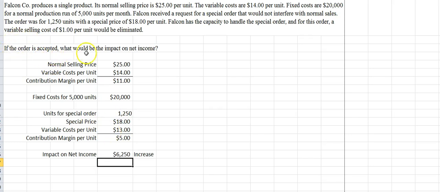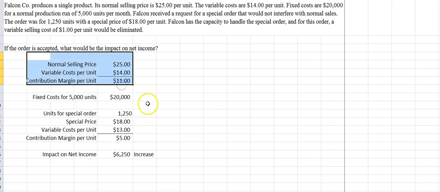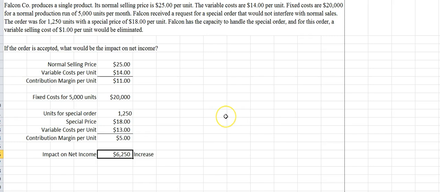If the order is accepted, what would be the impact on net income? Well, the impact on net income is 6,250, and the order should be accepted, right? Remember, this is excess capacity that was not used before. Obviously, you're not going to go this route if you can continue to sell and make margins of $11. But this order here would only occur if you could sell at $18 and will not affect the sales at $25. So in this case, that's what makes it a special order. So you would go ahead and accept this one-time order and earn an extra $6,250.